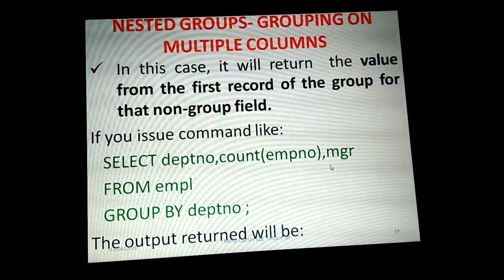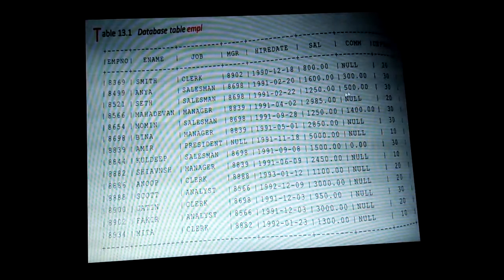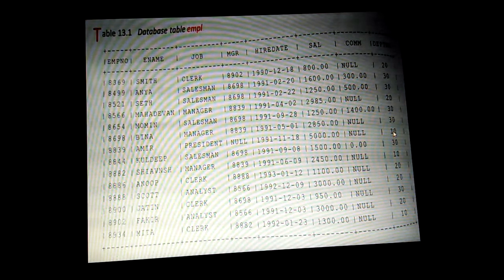Let me see the output part. Here is the employee table. In this table, department number 10 starts here, the next value for 10 is here, and the next record is displayed at the last. So totally there are 3 records for department number 10. The first department number 10 appearing here has the MGR field value null. The second department 10 has 8839, and the third department 10 has 8882.